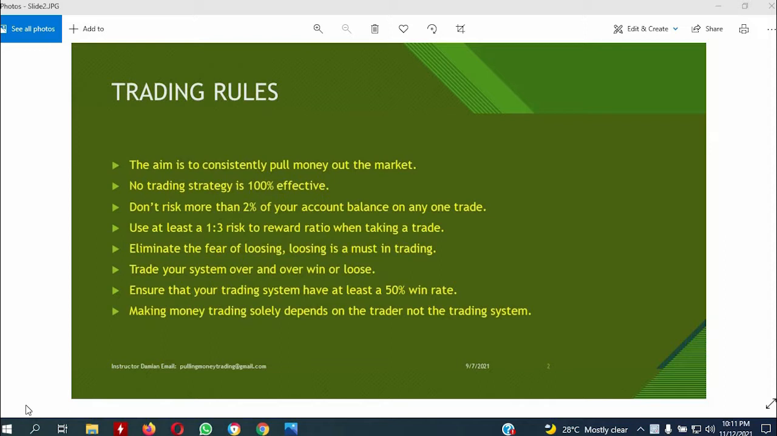Alright, so this week I'm going to be doing some technical analysis for November 14 to 19. Before we get into the technical analysis, I have some trading rules that I'll normally read.